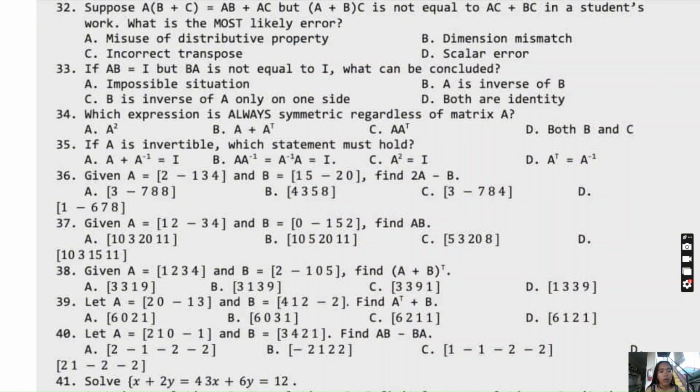In a student's work, what is the most likely error? So the correct answer is letter B, dimension mismatch. Now, I'll explain that concept.